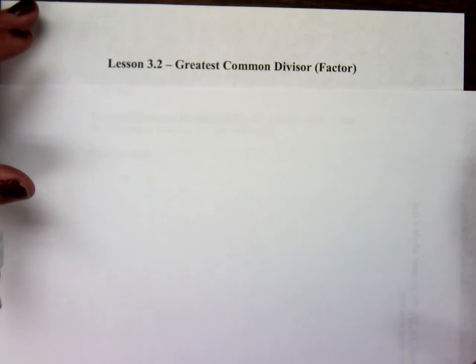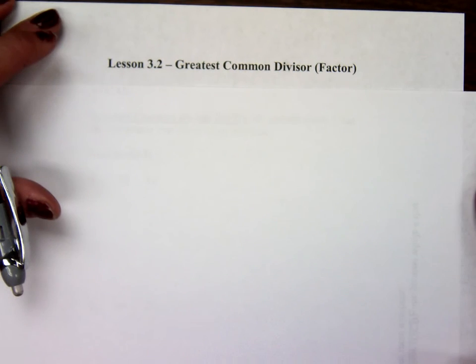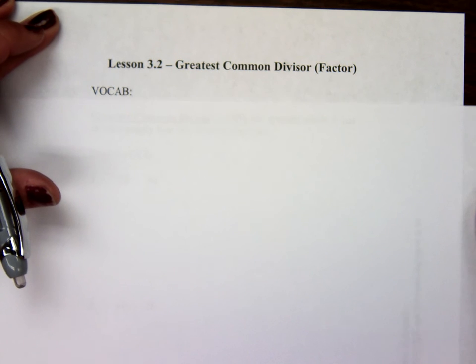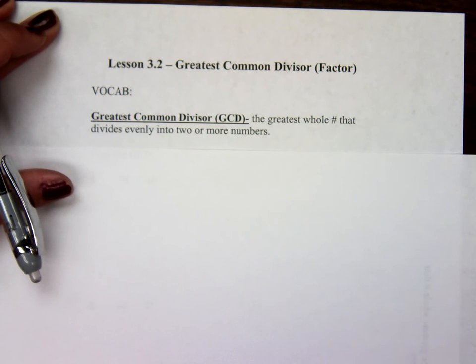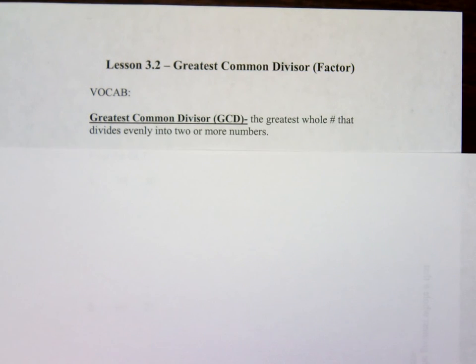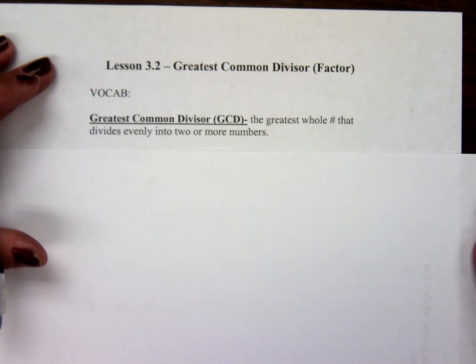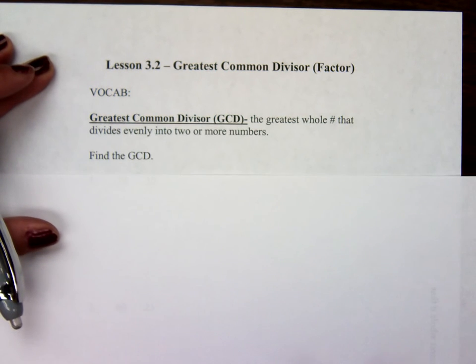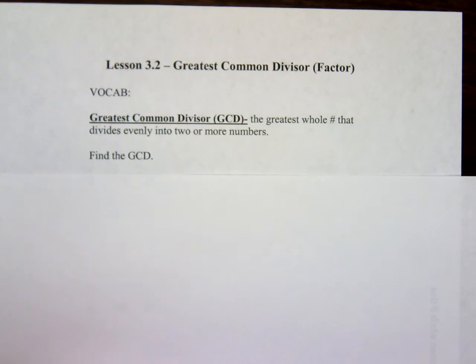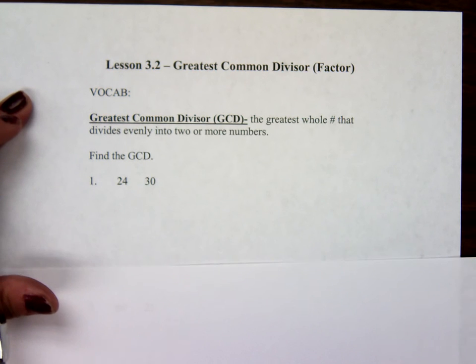Okay, so today's lesson is 3.2, greatest common divisor or greatest common factor. So the definition of greatest common divisor, or GCD, is the greatest whole number that divides evenly into two or more numbers. So in your directions you're going to find the GCD. So let's look at your example.